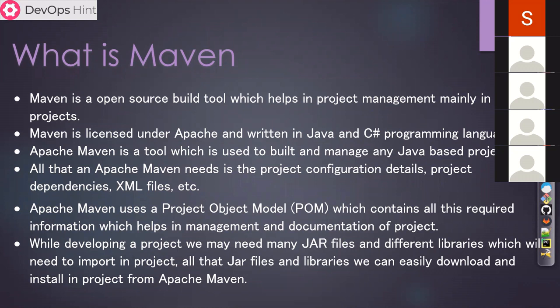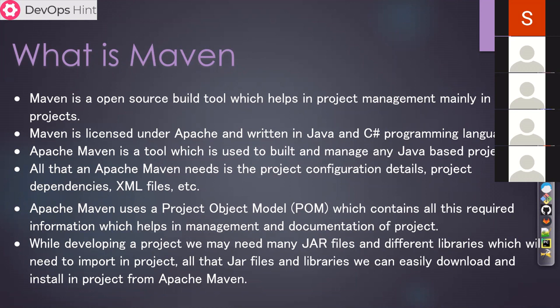When we build any Java project, we need many different dependencies, third-party libraries. Imagine we are working on a Java project and we need to integrate with MySQL. So we need MySQL connector libraries. If you are working with Spring, we need Spring jar files, those dependencies.